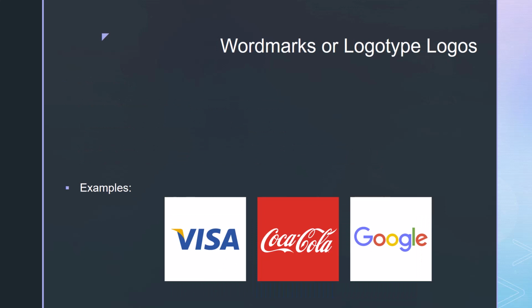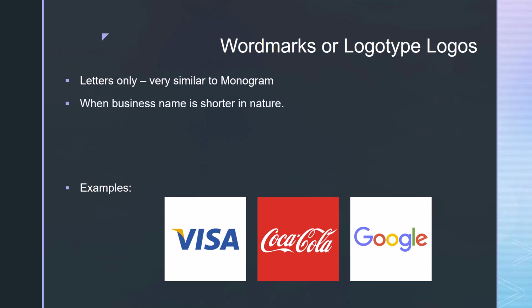The next type of logo that you can create is a word mark or logo type. You're going to see that there's not a whole lot of difference here. Very similar to monogram, these are letters only as well. This is what you use when your business name is shorter in nature, so you don't have to say this really long thing. It's real quick. Visa, Coca-Cola, Google, done. It is also a typography-based logo. There's little to no graphics in these as well.